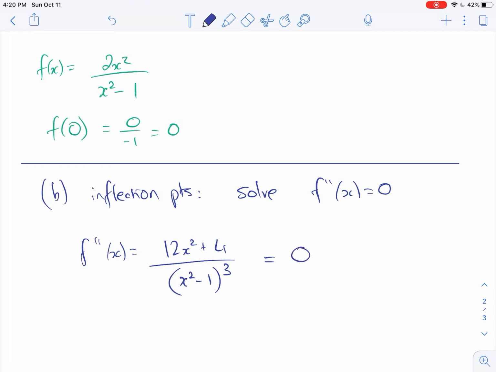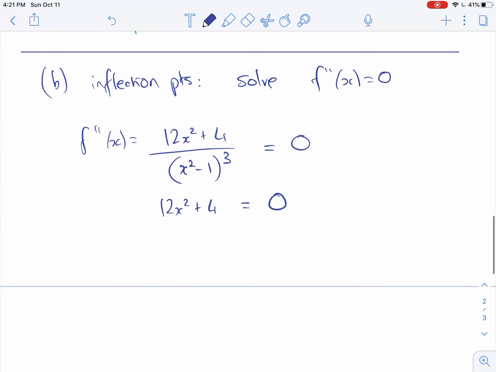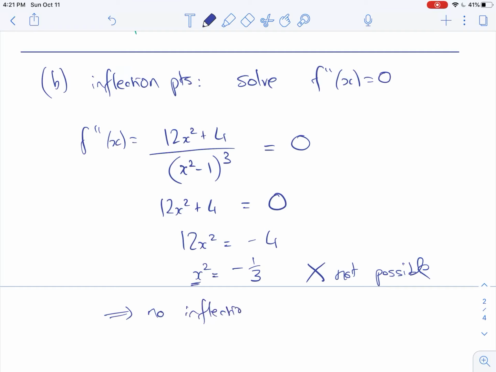When that is equal to 0, well, when does that happen? We have a denominator, we'd like to get rid of the denominator in order to solve, so we multiply across by the denominator to get 12x squared plus 4, and the denominator times 0 is 0. So we have 12x squared equals minus 4, so x squared is equal to minus 4 over 12, which is minus 1/3. But this is not possible because when you square a number, it's always going to be positive. So not possible. Therefore, no inflection points.